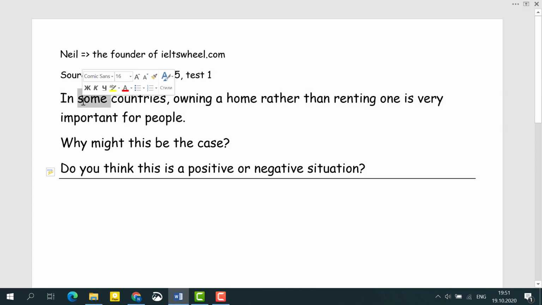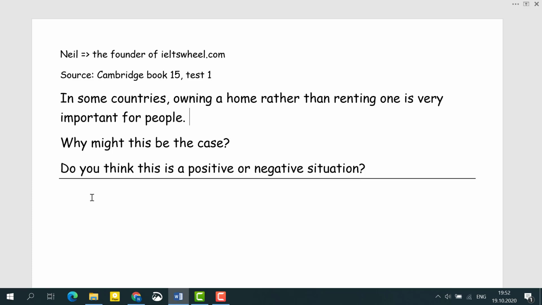This essay is taken from Cambridge Book 15, Test 1. Now let's read and analyze this question in detail. In some countries, owning a home rather than renting one is very important for people. Why might this be the case? Do you think this is a positive or negative situation?